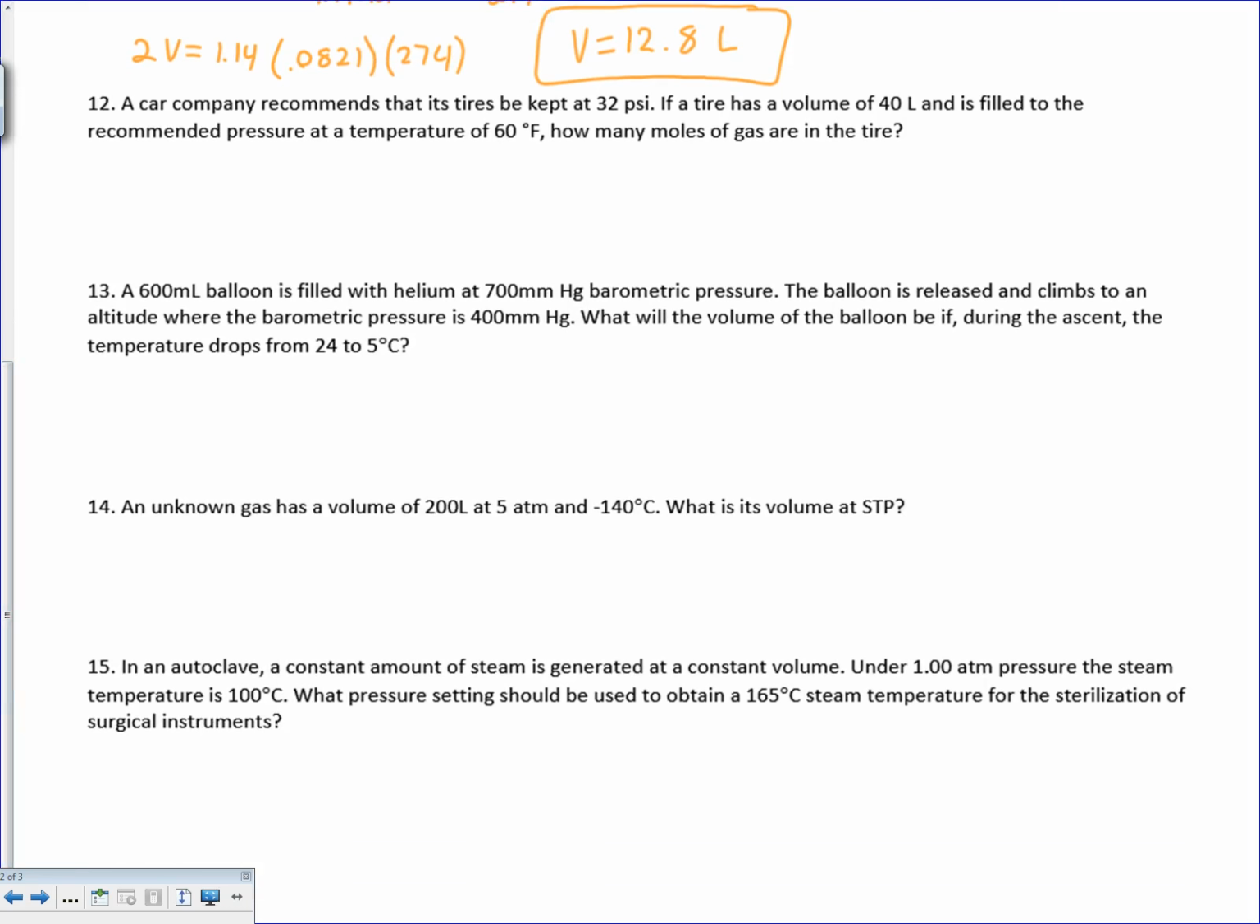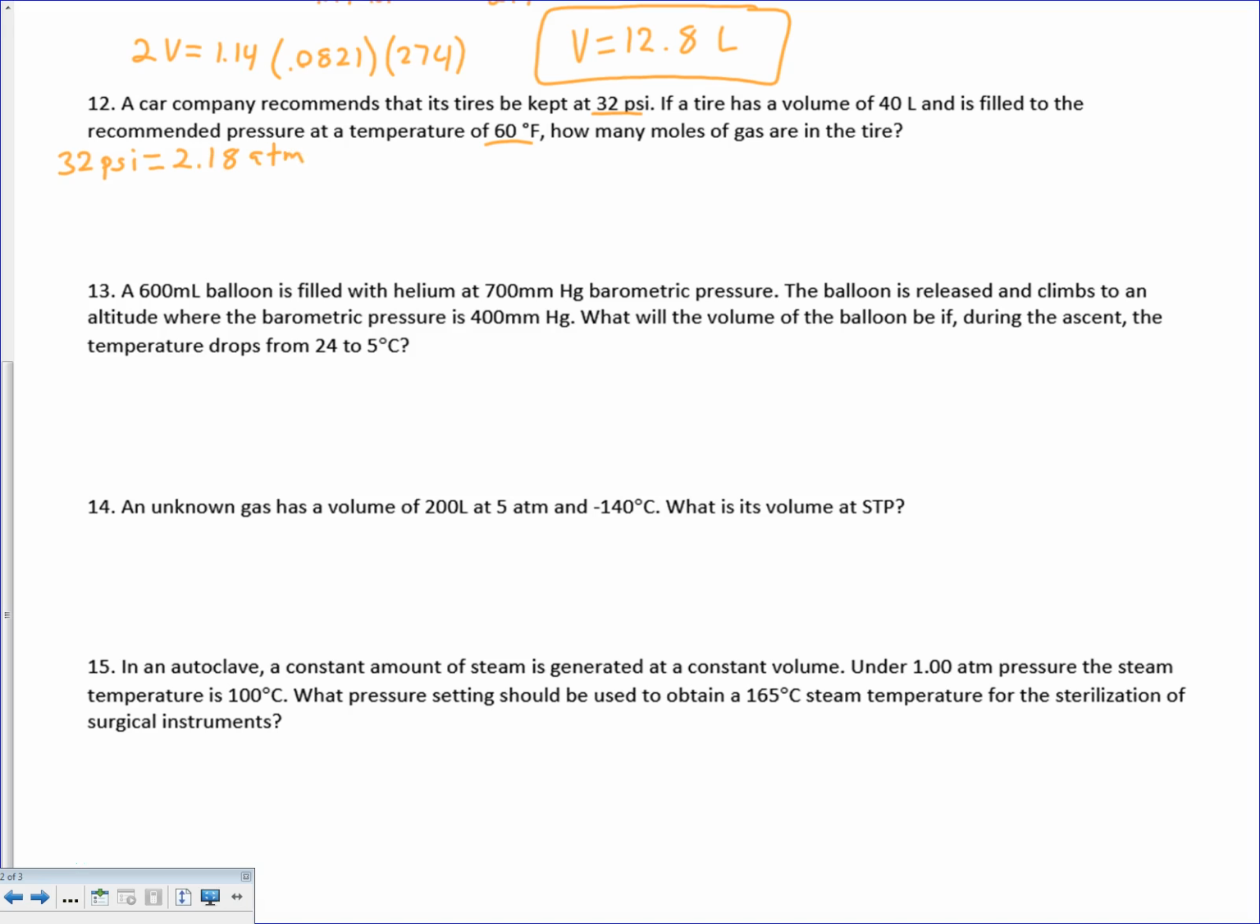All right. Number 12 is pretty straightforward too. We're just plugging into PV equals nRT, but unfortunately this one, they give you some really ugly units. We're given PSI, we're also given degrees Fahrenheit. Those are both kind of ugly things to deal with. So converting PSI, we divide by 14.7 to get it into atmospheres. So 32 PSI is equal to 2.18 atmospheres.